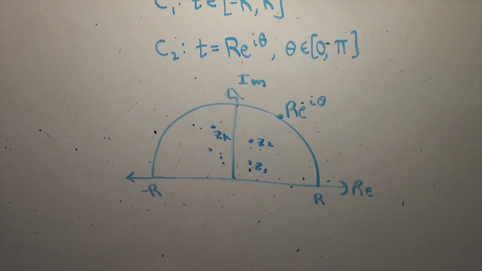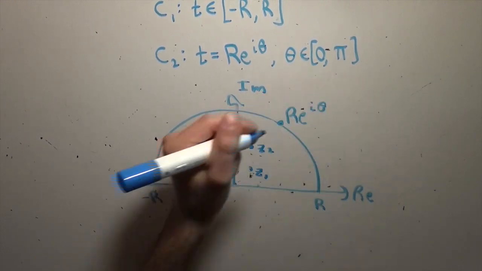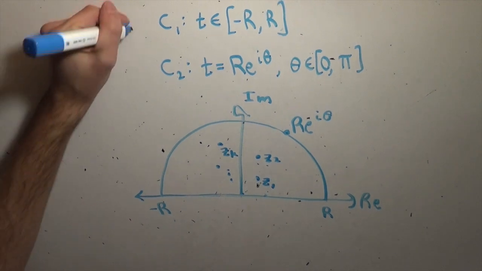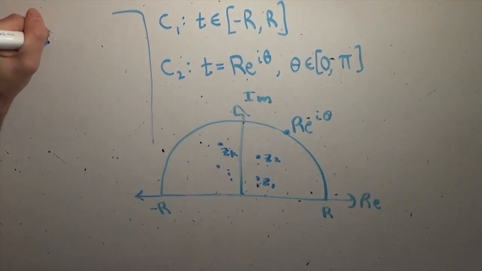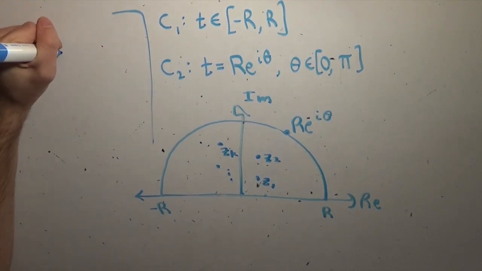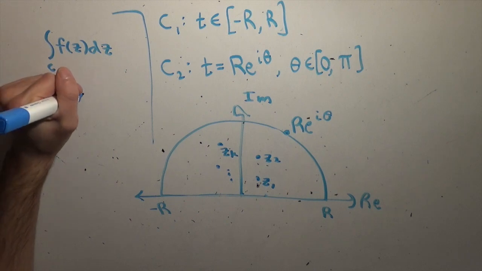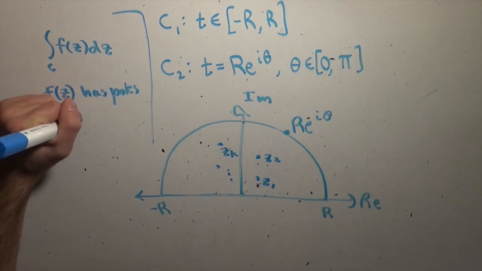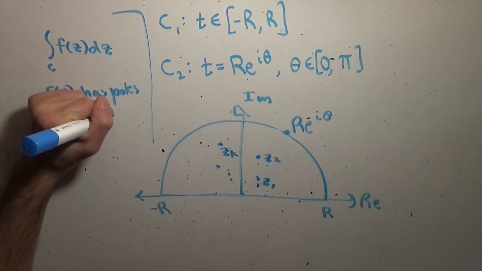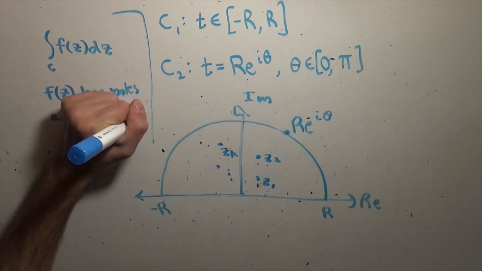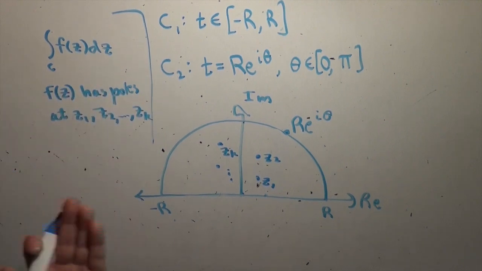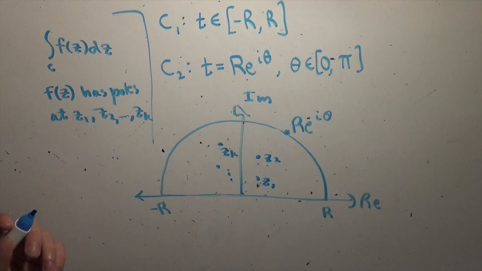So what Cauchy's residue theorem tells us is, if what we're trying to accomplish is the integral over some closed contour of a function f of z, and we know that f of z has poles at z1, z2, all the way up to some zk, right? So all of those are just different complex numbers where f of z is undefined.